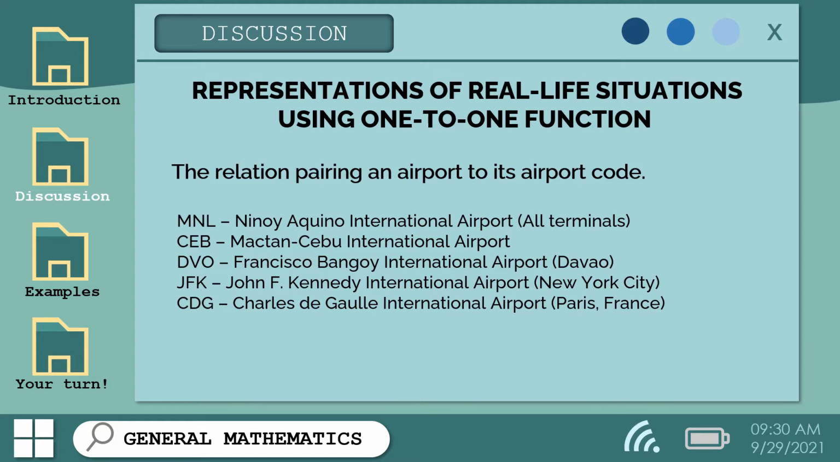And so on. The same goes for John F. Kennedy International Airport, or JFK. Okay. So, therefore, this relation can be represented using a one-to-one function. There are many more situations, I know you can think of, that can be represented by a one-to-one function.